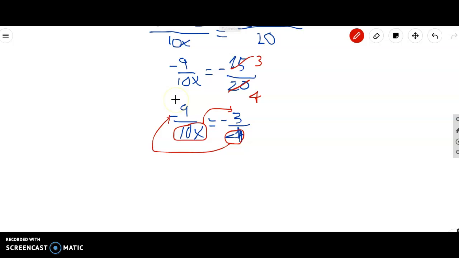We can only use this method when we have a fraction equals a fraction. When we have plus something else, we don't do that, all right? So now we have minus 9 times 4. We multiply minus 9 times 4, that makes minus 36. Equals, and we multiply minus 3 times 10x, that makes minus 30x, right?